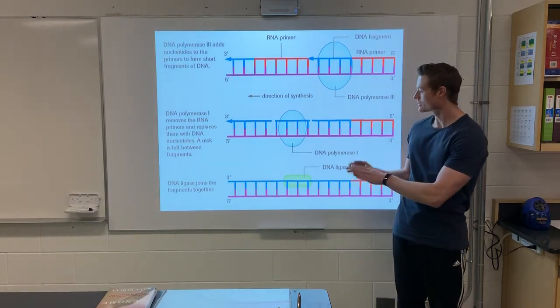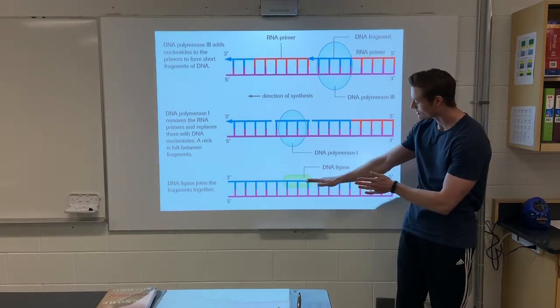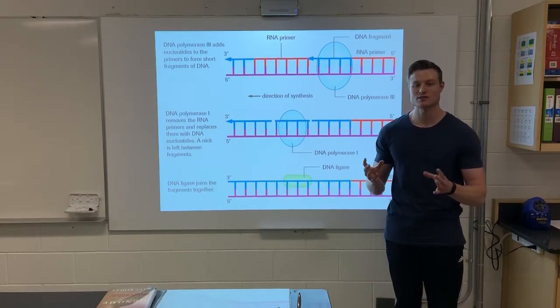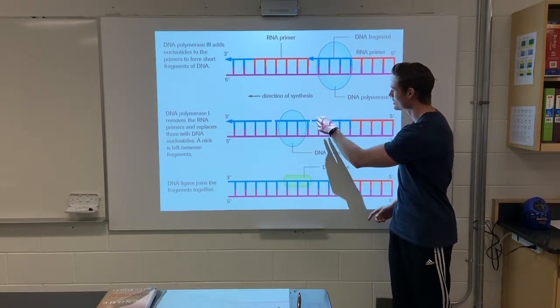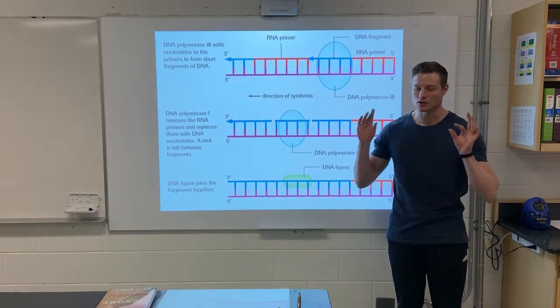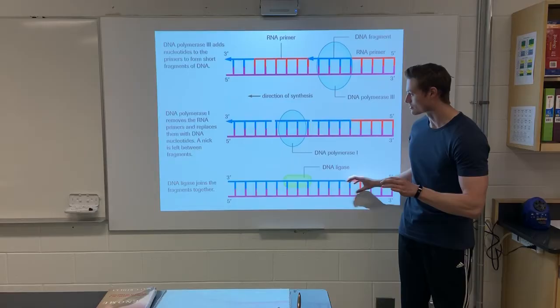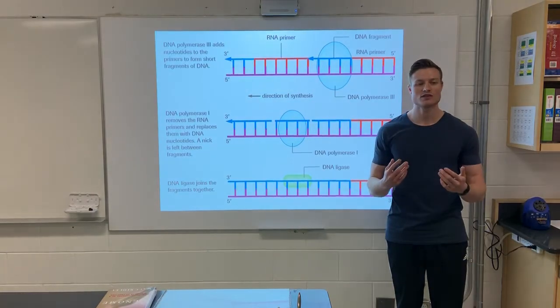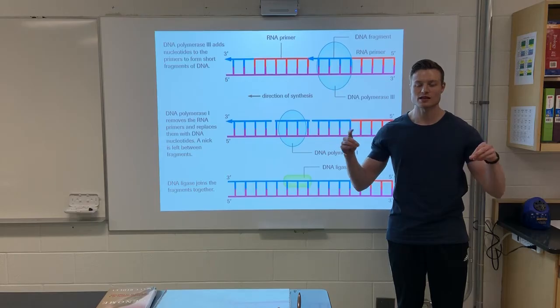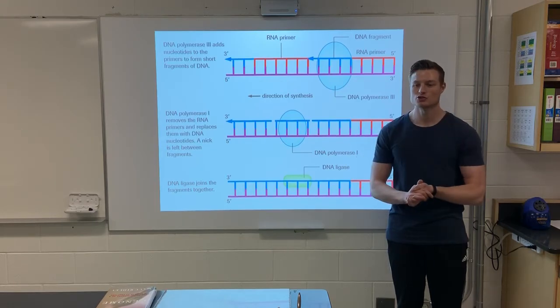So you proofread to make sure you've done a good job, and then finally the last enzyme, DNA ligase, comes in and glues those fragments together. Because when we make fragments, there's small gaps in between. We don't want gaps in our DNA. So we glue the fragments together, ligase glues it all together, and now what we've done is we've used one strand of DNA, unzipped it, and then used that as a template to make 2 strands.